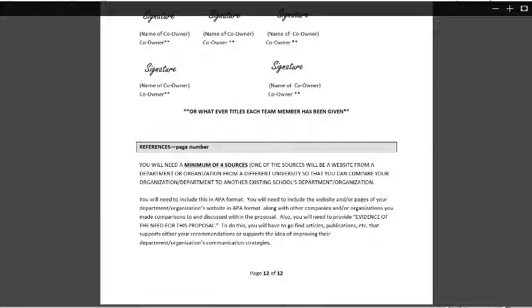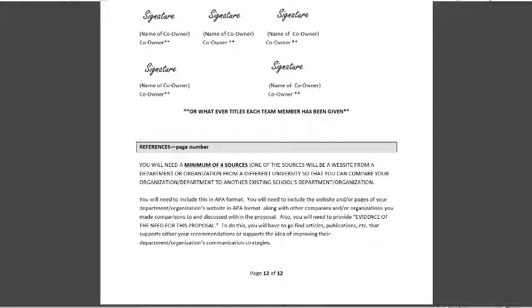You're going to need 4 sources. One of them will be the website of the department or organization that you selected, and then you have to compare it to another one. That could be another school's department or organization. So there's 2. Basically you need to find 2 more, and then if you want to go above and beyond, find maybe another 1 or another 2. You can do that in your statement of need or other sections to really provide evidence that your recommendations are worthwhile, or that the department actually has a need.